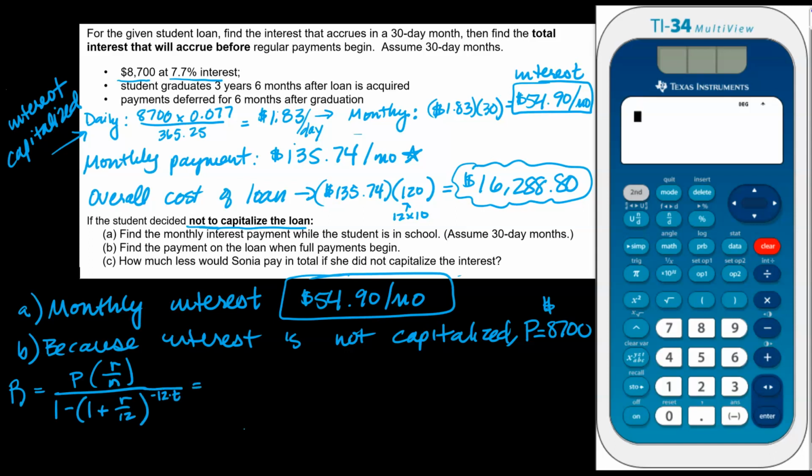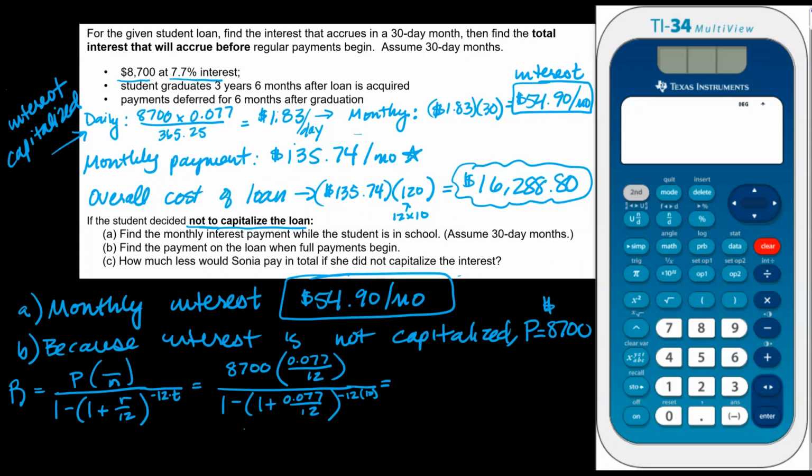And so I'm going to go ahead and plug all my values in. So we've got 8,700 times 0.077 divided by 12, over 1 minus 1 plus 0.077 over 12 to the negative 12 times 10 power. And so from here you can do it a couple different ways. If you have a calculator like the one that I have here, a TI 30XS, you can put it all in at once. I'll show you that at the end. So I'm going to do it the long way here, and this will work for any calculator, and you can skip through this if you want to get to the fast part.